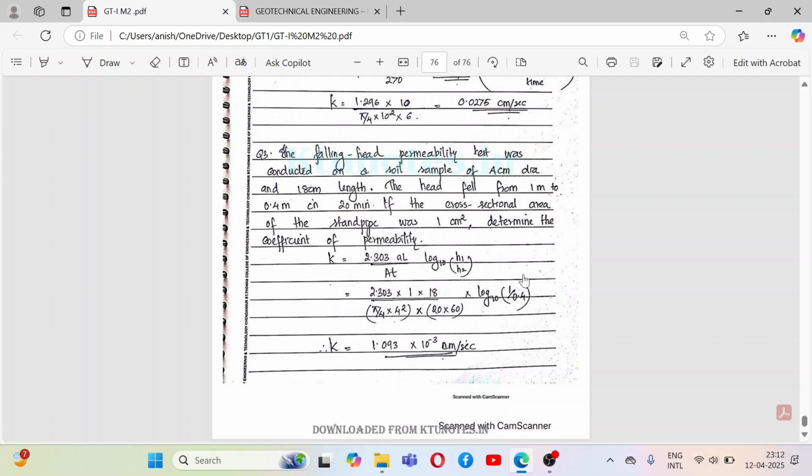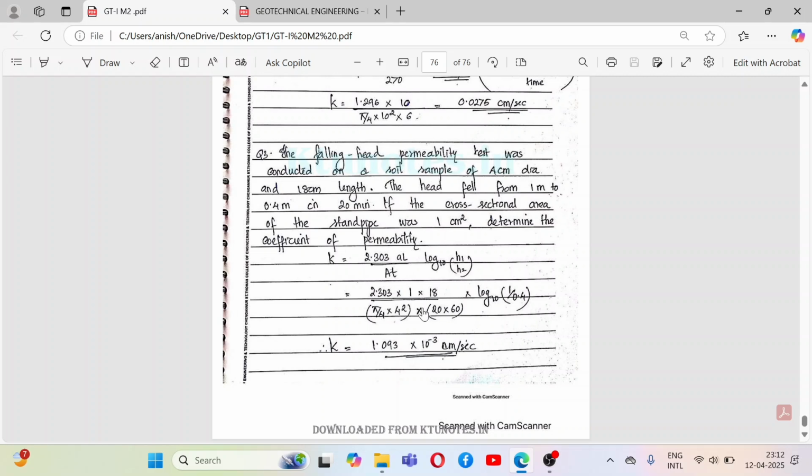It is given that it is a falling head permeability test. So for the falling head permeability test, we have K is equal to 2.303 AL divided by At multiplied by log to the base 10 H1 by H2. The area is given as 1 centimeter square, so A is substituted. The length is given as 18 centimeter. Divided by the area of the soil sample, what will be the area? Pi by 4 into 4 square.